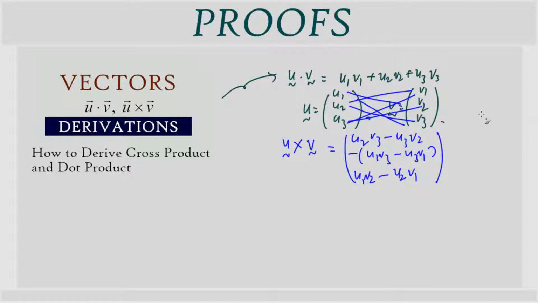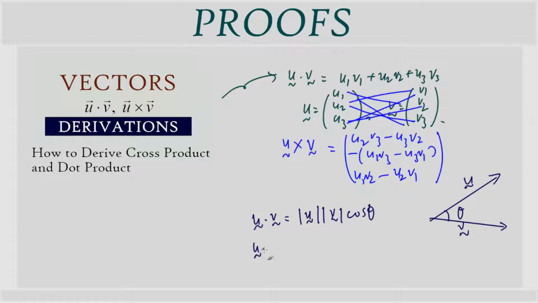Now these two have to be committed to memory because that'll really expedite things in the future. And we also defined u dot v as equal to modulus of u times modulus of v times cosine theta, where theta is the angle between u and v. And for the vector product, it uses sine theta, where the modulus of u cross v is equal to the modulus of u times the modulus of v times sine theta.